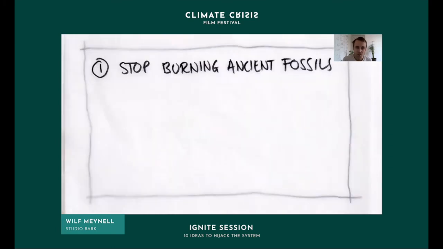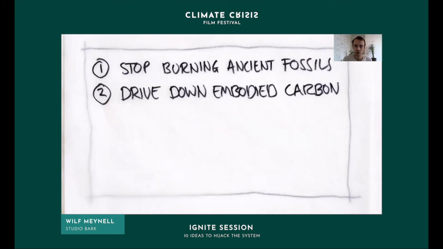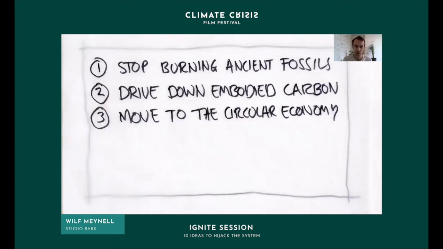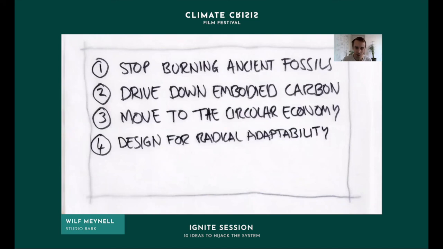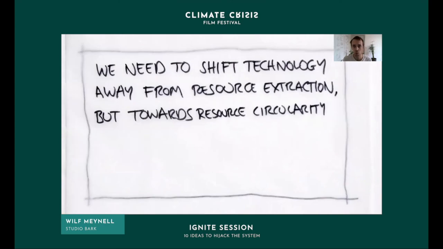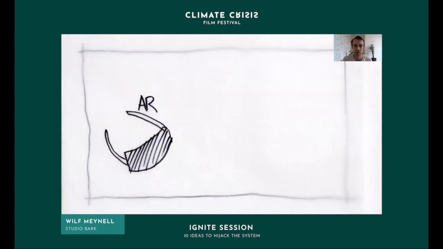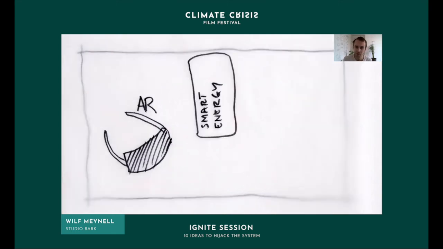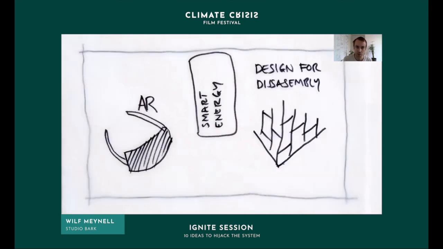We need to stop burning ancient fossil fuels. We need to drive down embodied carbon emissions. We need to move towards a circular economy, and we need to design for radical adaptability. We need to shift technology away from resource extraction, but towards resource circularity. Technologies like augmented reality to help understand the complex recipe of resources that make up our buildings, smart energy systems to reduce our consumption, and we all need to design for disassembly.